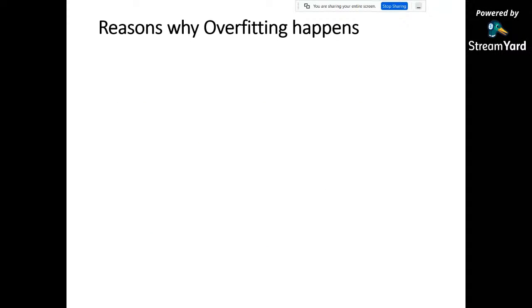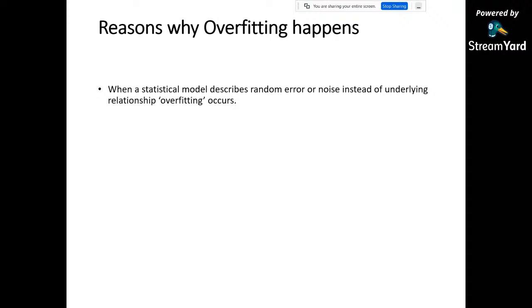Now the next thing is to understand the reasons behind overfitting. When a statistical model describes random error or noise instead of the underlying relationship, overfitting occurs.